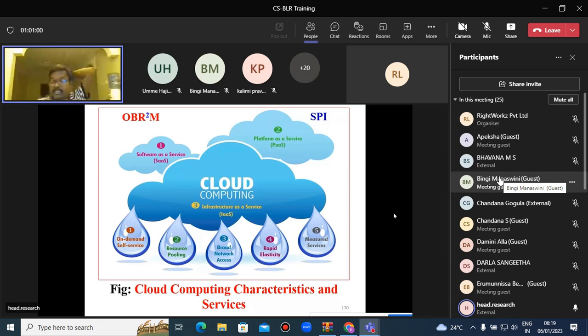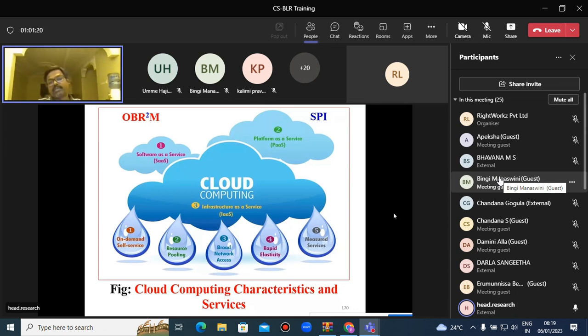Rapid elasticity means number of users are increasing, means automatically data center also increases. Measured service is nothing but how much consumption you have done, like for an electricity bill, that much amount you are paying. That is called a measured service.